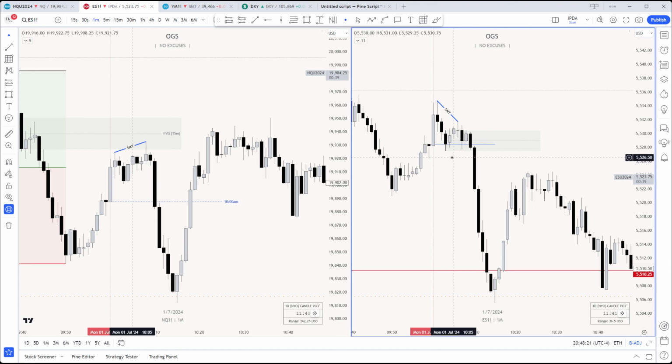So is it the most beautiful trade? No. It's one of those trades that for most beginners, they're going to miss it. Why? Because there's no technical entry. There is no mechanical entry here.